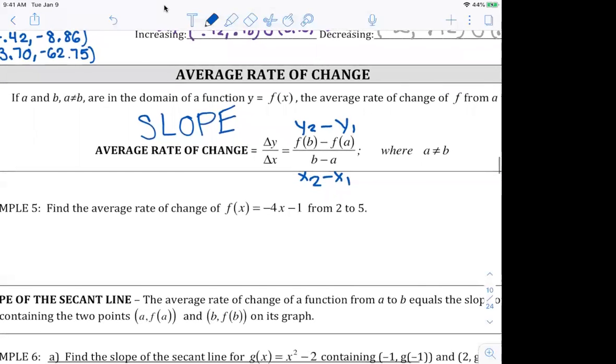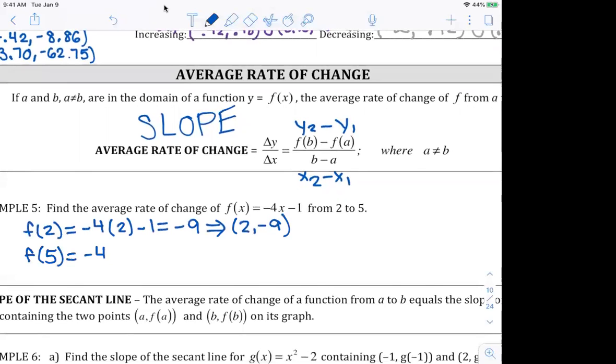So find the average rate of change from 2 to 5. Again, these are your x values. Let's plug in 2 for x so we can find out what the y is. So -4 times 2 minus 1. When you plug that in, you get -9. So that becomes the point 2, -9. Now let's find when x is 5. When I plug in 5 for x, I get -4 times 5 minus 1, and that's going to get me -21. So that's the point 5 comma -21.